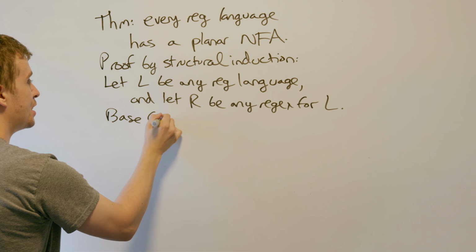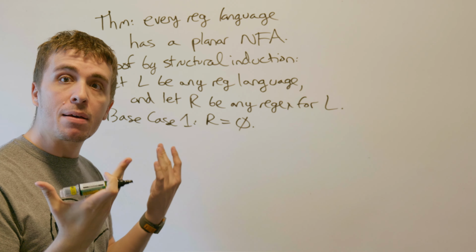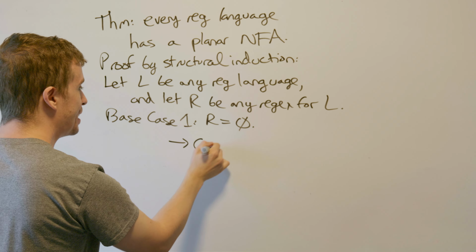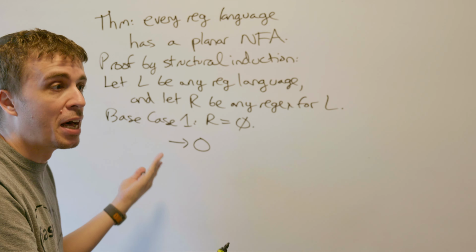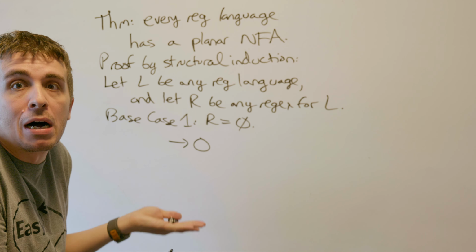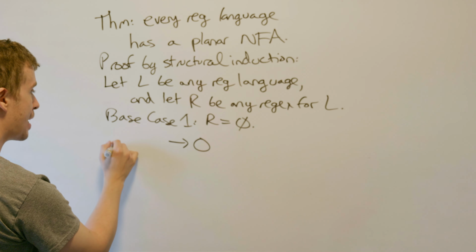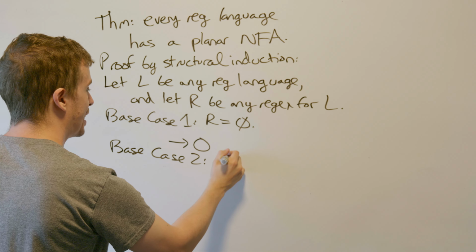The first base case is when R is the empty set. If we make the NFA corresponding to that, then that is a very simple NFA. It's just a single state that's not accepting, no transitions, nothing. And there's no transitions that cross, and so therefore, this NFA is planar. And it's going to be very similar for the other 2 base cases.